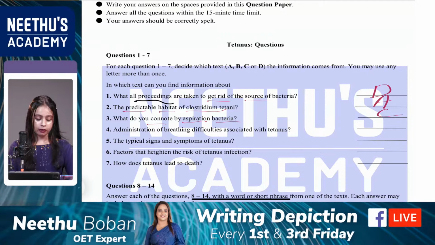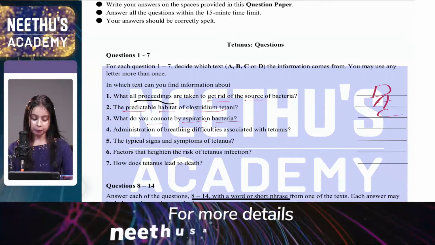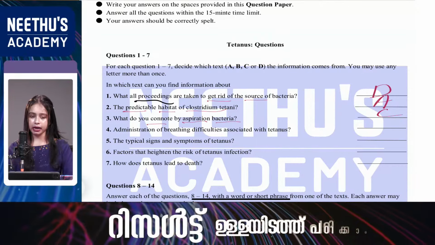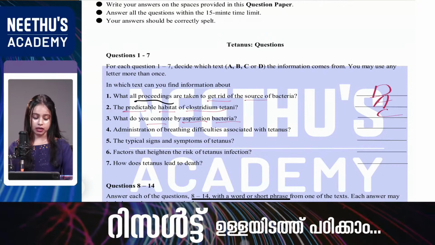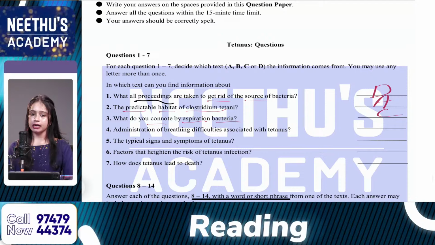Very good. Okay, Alina. Okay, Reba, Tintu, Betty. Those are your keywords, right, Tintu? Aspiration and bacteria. Very good. Yes, so that is from text C. Kavita, yes, Reshma, Sarah. Very good, correct answers.